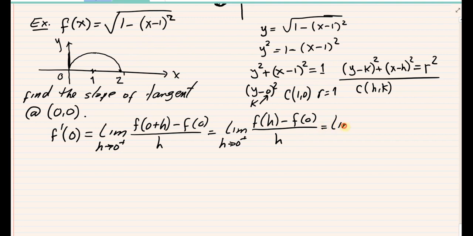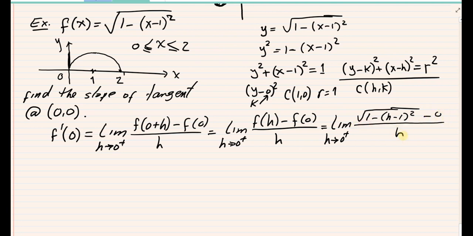Okay, so that's equal to the limit as h approaches 0 from the right. Again, we have to approach 0 from the right because there is no graph to the left of 0. The function's domain is between 0 and 2. Anything else outside of that, the function becomes imaginary. It's not going to be a real function. Now, f at h is going to be simply the square root of 1 minus (h minus 1) squared. F at 0 we showed was 0, divided by h.